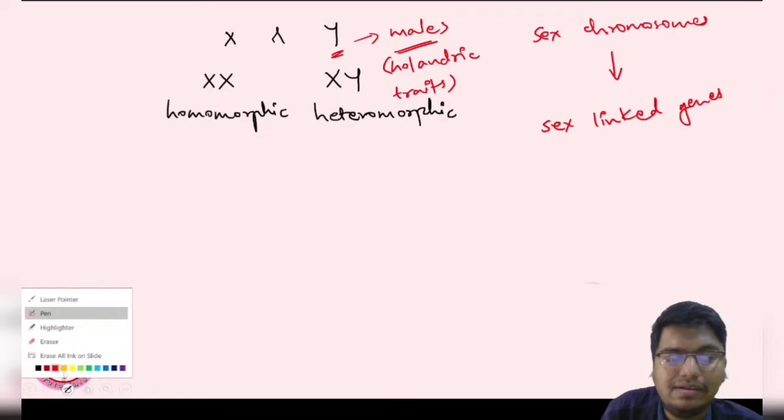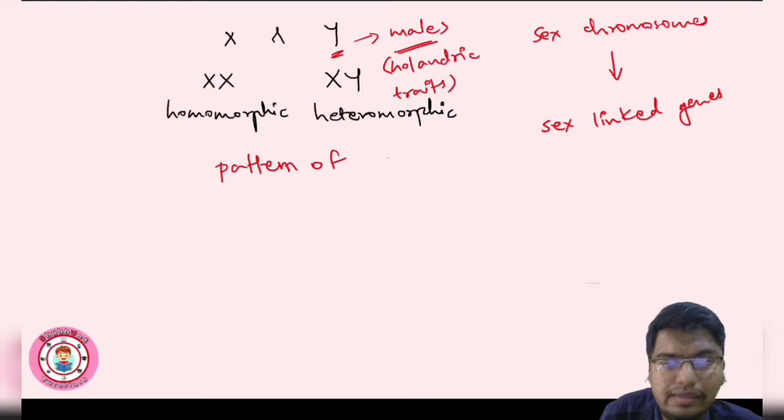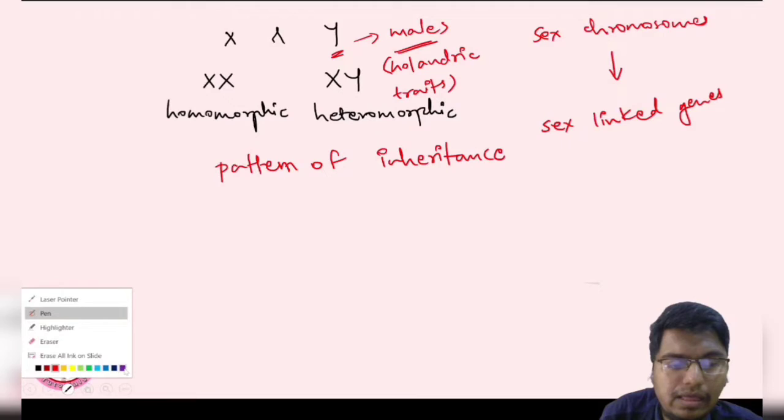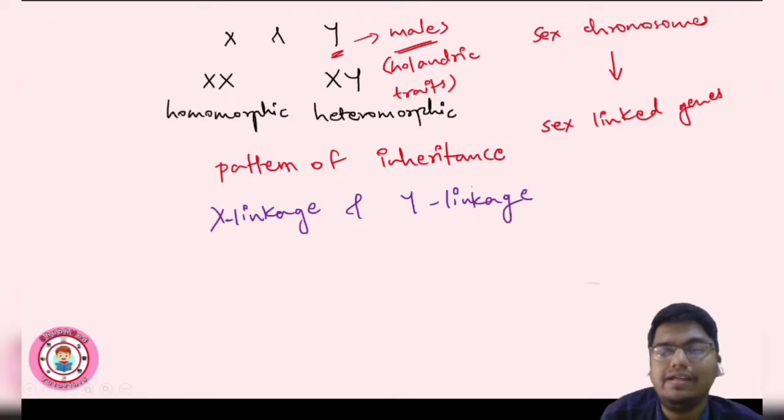Now, depending on this inheritance pattern, the X chromosome linkage pattern is known as X-linkage, that is, the pattern of inheritance of X-linked genes, and Y-linkage is the pattern of Y-linked genes. One more thing to remember is the terms: X-linkage and Y-linkage are the patterns of inheritance.